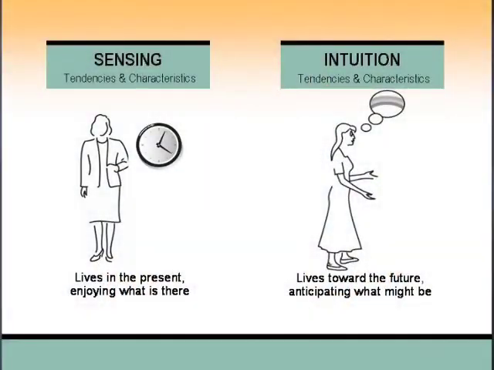Sensing types take in information through the 5 senses: touch, taste, sight, smell, sound. Whereas the intuitives take in or process information through more of an aha type of insight. Sensing types are very present-oriented people. They enjoy being right where they are, living in the present, whereas intuitives are always thinking about the future, what could be, what might be.